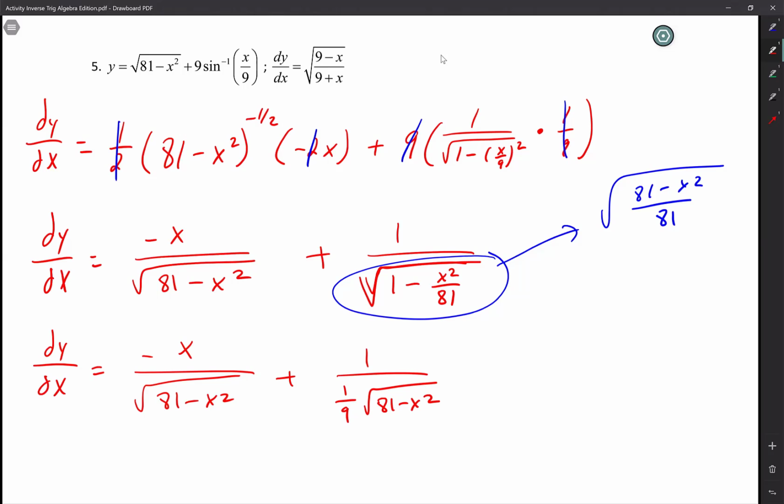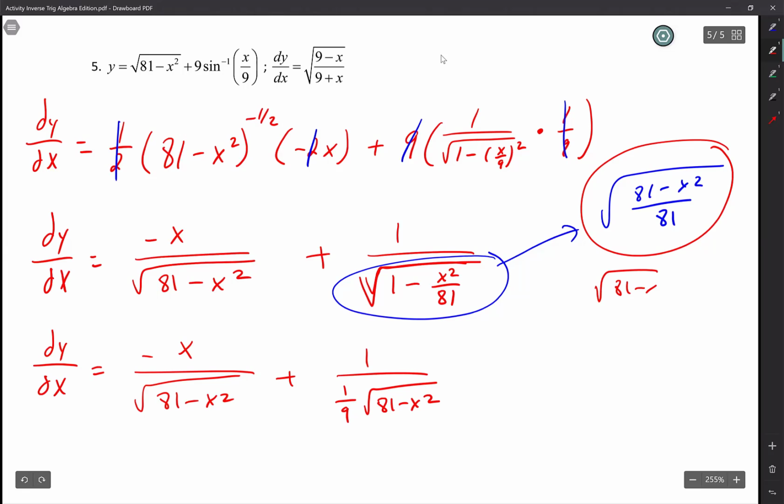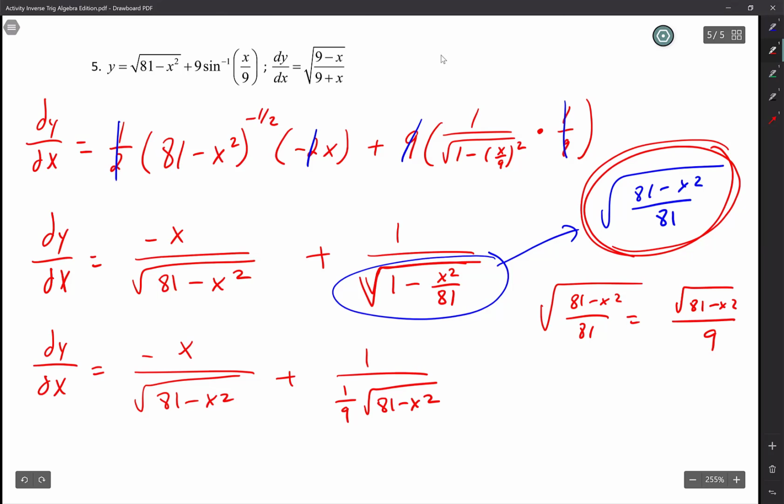Square root of 81. It's in the bottom of the bottom. The denominator of the denominator. From right here. Wait, where did you get 1/9? Okay. I'll explain it again, guys. From this guy. So the square root of 81 minus x squared over 81 is square root of 81 minus x squared over 9. Right? And it's still in the bottom. So I can say like 1/9 square root of 81 minus x squared.